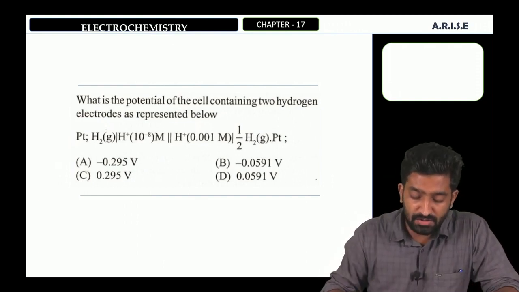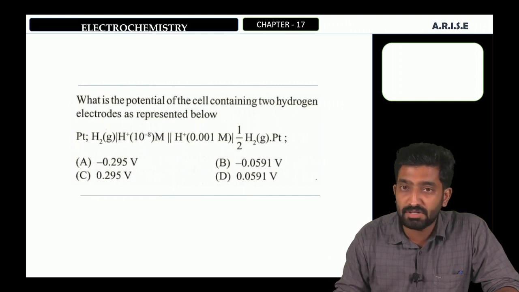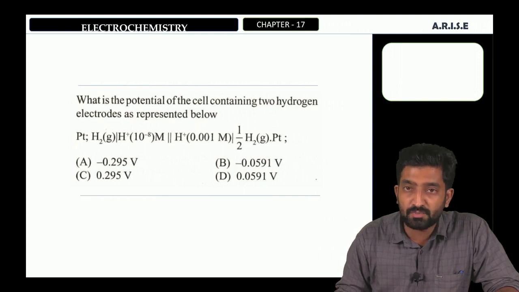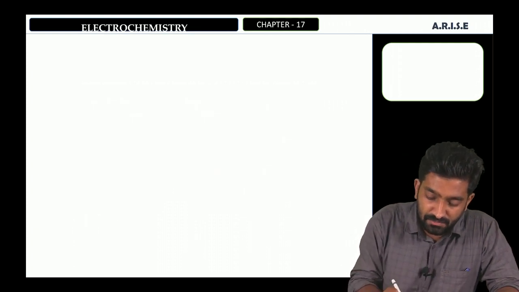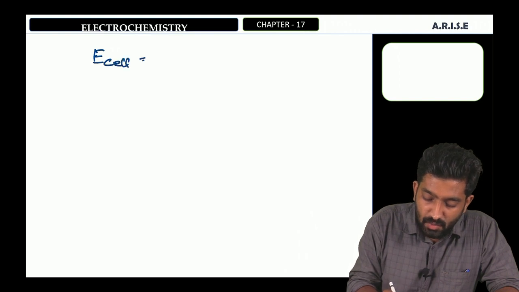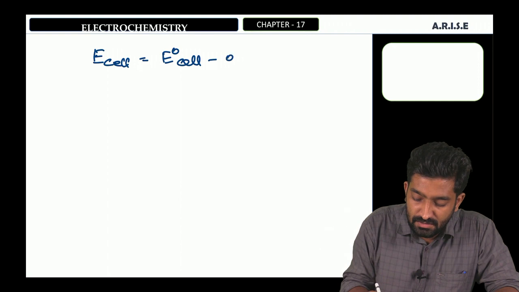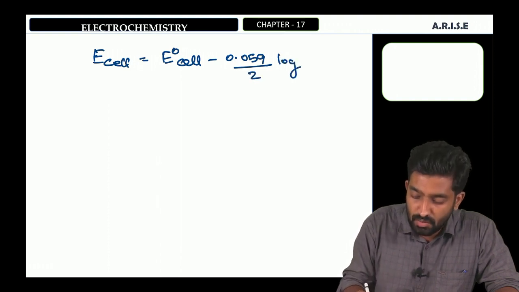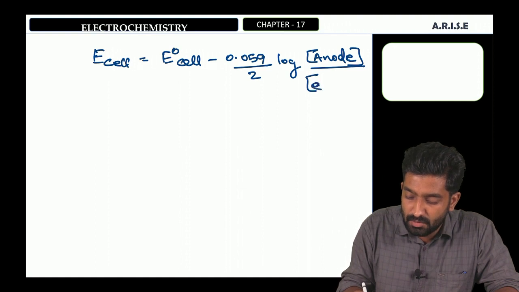The first question: what is the potential of the cell containing two hydrogen electrodes as represented below? The concentrations of H plus ions are given, that is 10^-8 molar and 0.001 molar. We need to find out the cell potential. We can write the cell potential equation, E cell equals E zero cell minus 0.059 divided by 2 log of anode ion concentration divided by cathode concentration.